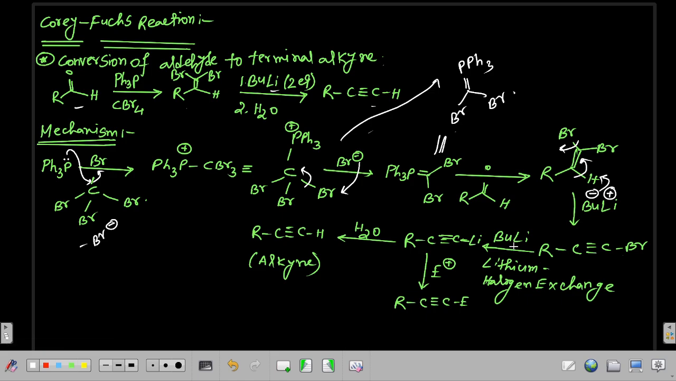Next, in presence of another equivalent of n-butyl lithium, it will undergo lithium halogen exchange. So in presence of this n-butyl lithium, this bromine will exchange with lithium, so here a C-Li bond. Next, in presence of H2O, this organolithium compound will convert to the alkyne, and in presence of any other electrophile, this lithium will be exchanged with that electrophile.